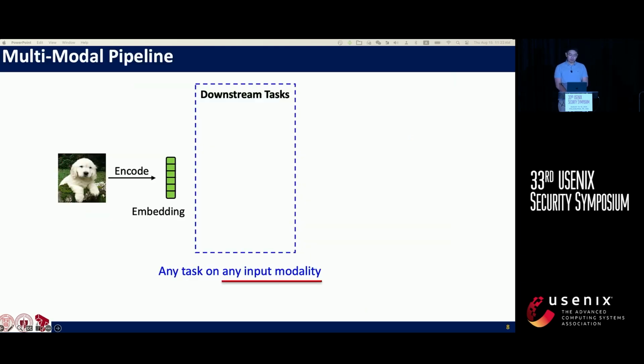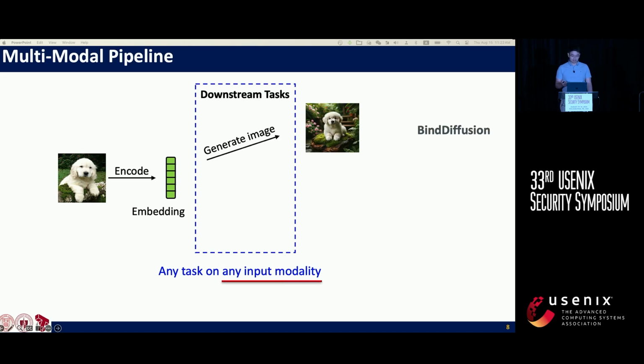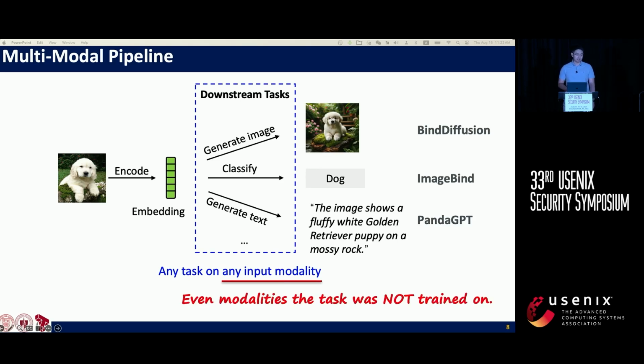With the aligned embedding, you can take the vector and just throw it into different downstream task models, and you can get amazing results like a generated image, a classification result, and some generated text.